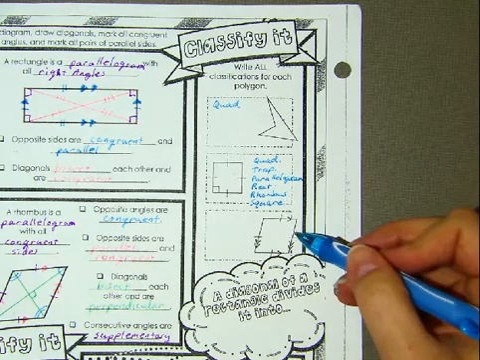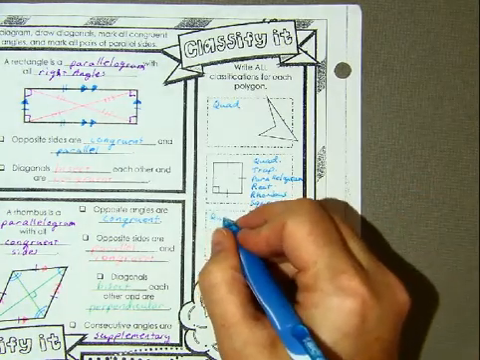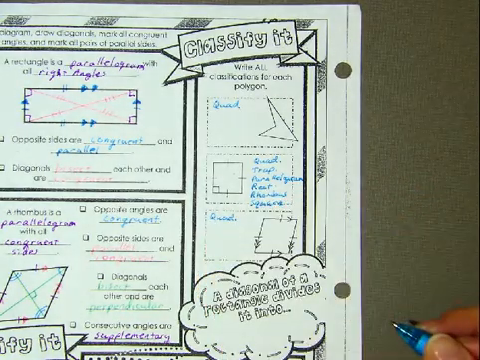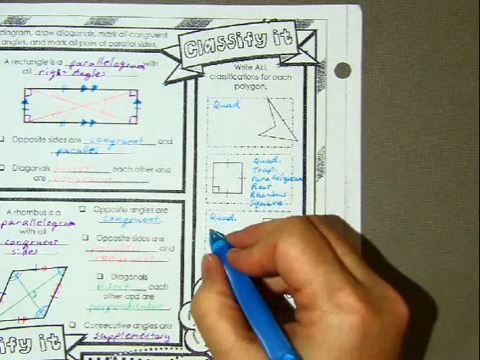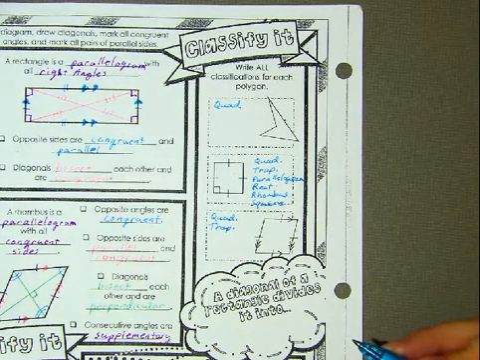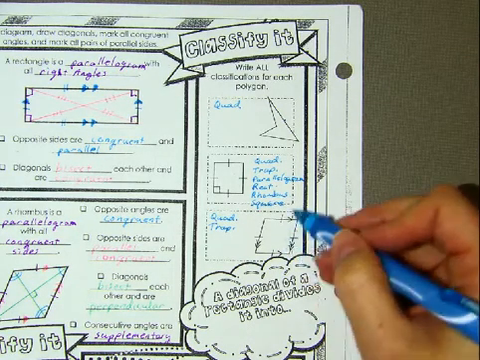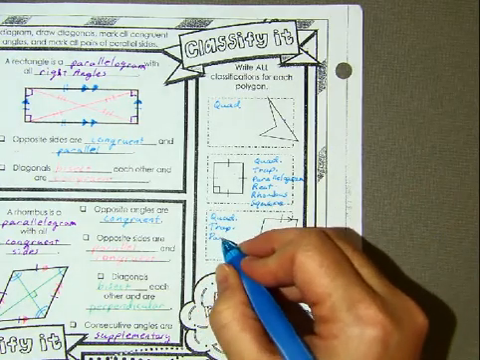The next one that we have, it has 4 sides. So we're going to mark quadrilateral here. Next, trapezoid. Do we have at least one pair of parallel sides? Yes. So this is a trapezoid. Parallelogram has 2 pairs of parallel sides. I have 1 set, 2 sets. So this is a parallelogram.